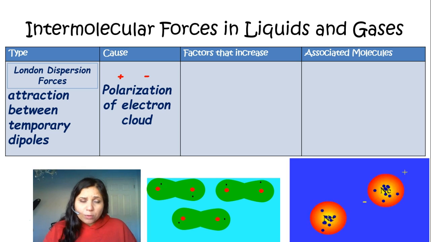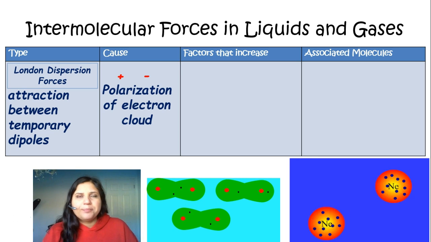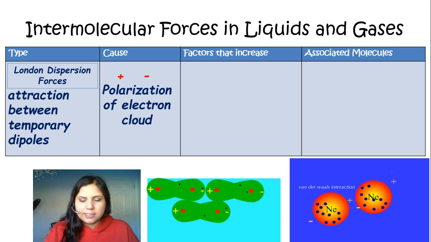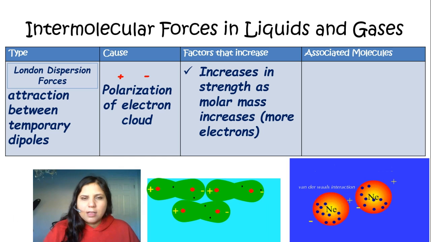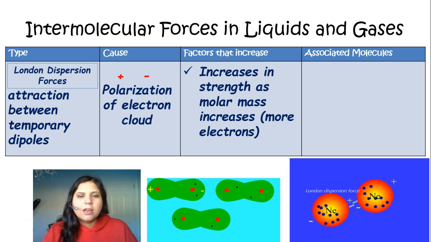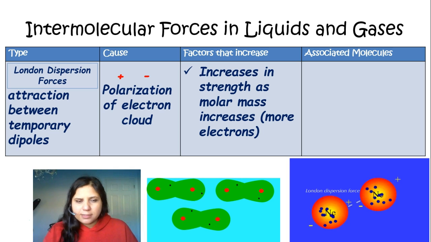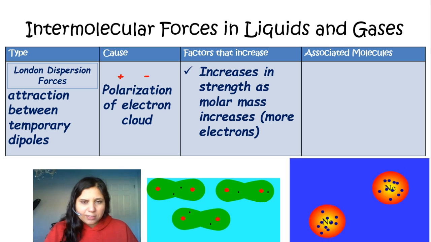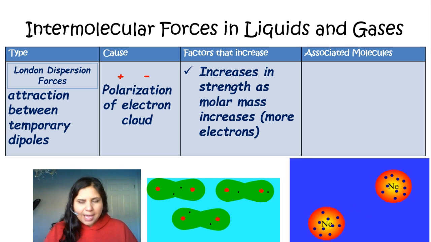So it's not normally polarized. It's normally nonpolar, but for some reason, the electrons just kind of shift for a second. That's why we call it temporary. So it ends up being polarized. Factors that will change the strength of London dispersion forces include an increase in molar mass. The reason an increase in molar mass changes the strength is because you'll have more electrons around that particular atom or molecule.